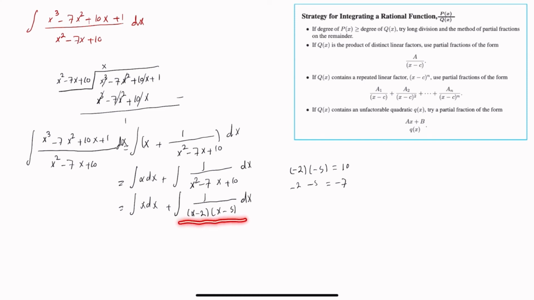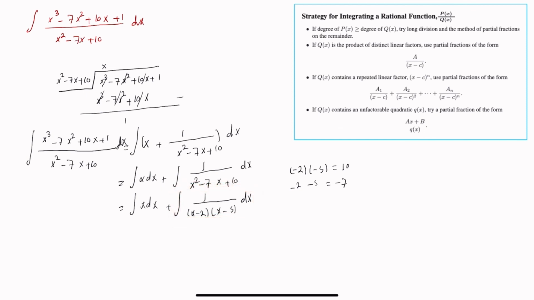Now, to solve this integral here, we're going to use partial fraction. Note in here we have two distinct linear functions, so we're going to use this point in here. Therefore, the fraction is going to be in the form of this. However, we already found the antiderivative of this using the partial fraction method.